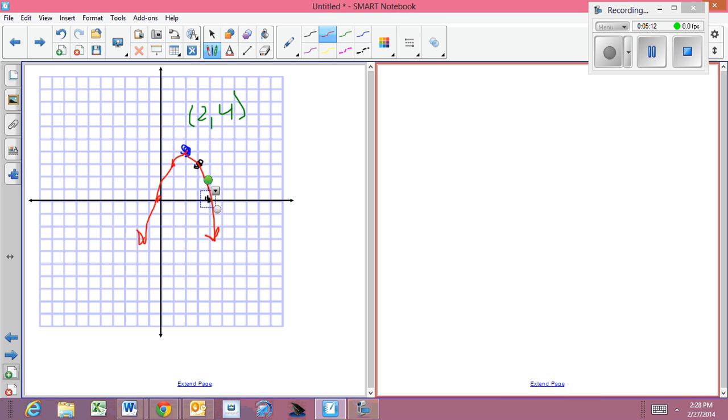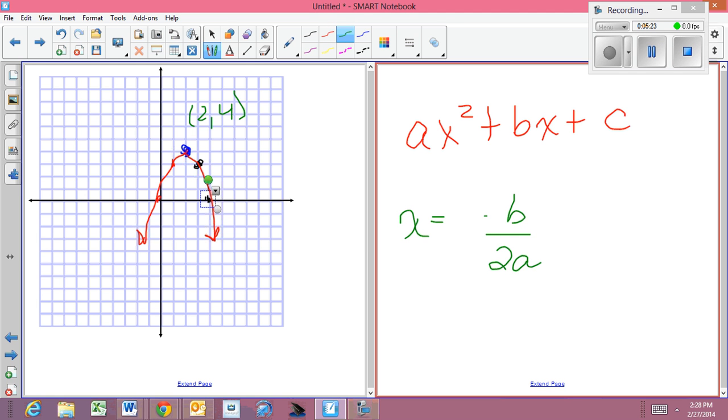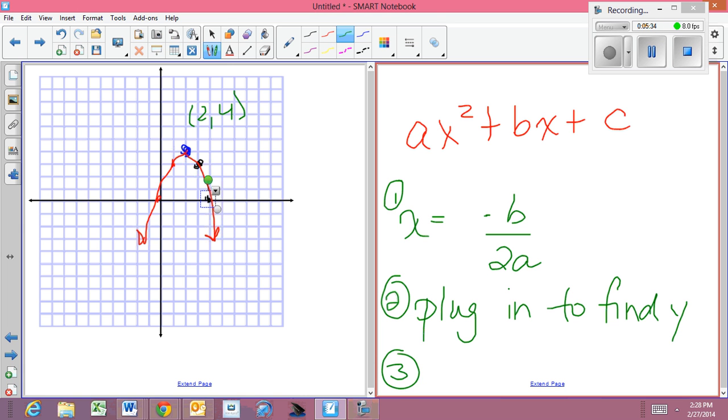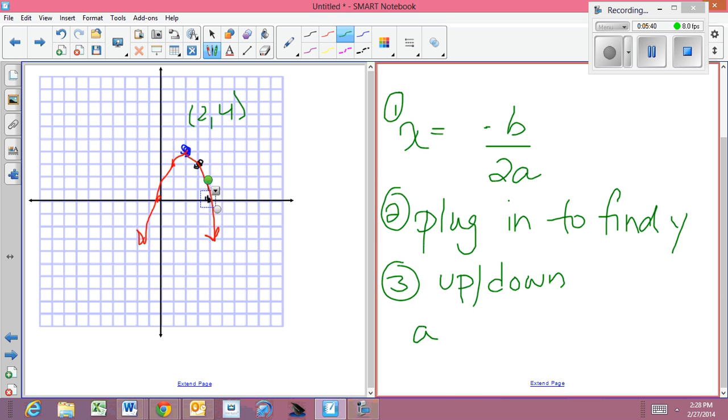So just to quickly review, ax squared plus bx plus c, the first thing you want to do is find the vertex by starting with the x coordinate formula minus b over 2a. Once you find x, plug in to find y, and that will get you your vertex. Next thing you want to do is figure out if the parabola opens up or down. If A is positive, it opens up. If A is negative, it opens down. The last thing you need to do is find 4 other points. Make sure all your information makes sense.